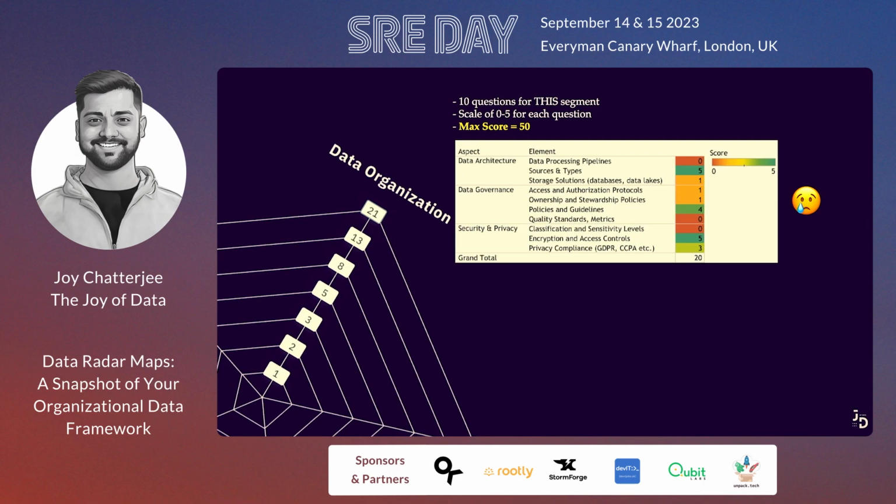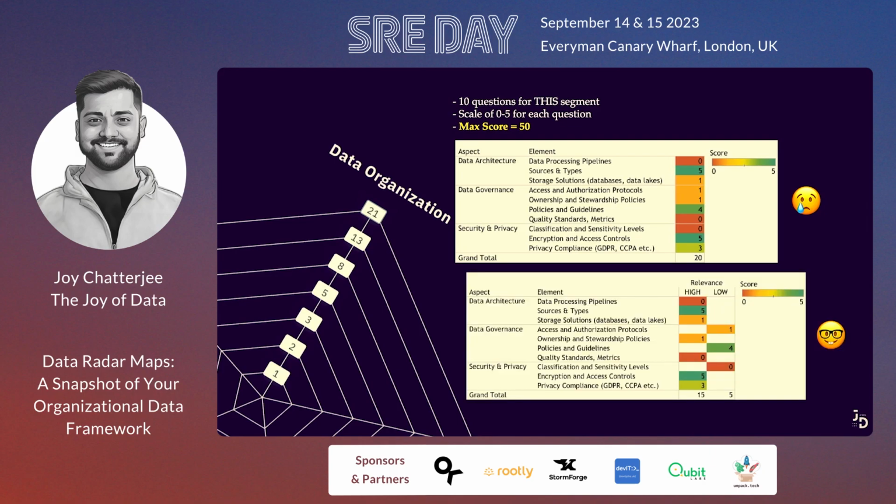So this is where we put this teeny little slice called, okay, but among those, tell us what's high or low in terms of relevance. Because maybe you don't really care about access and authorization protocols because you have a teeny startup of about 5 people and you don't need to implement that. So even if you're not there, it's not important, right? And so here you see that the ones you care about score higher. 15 out of 25 is a little bit better than what we showed you before, right?